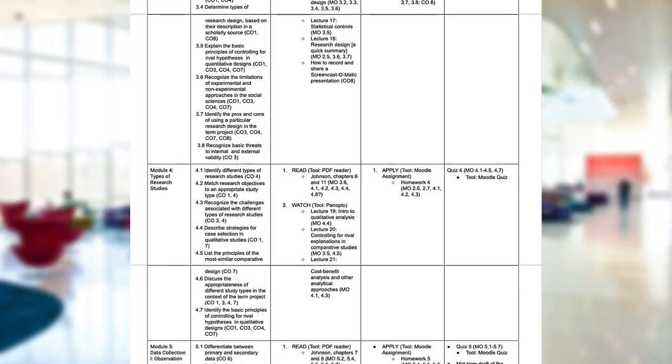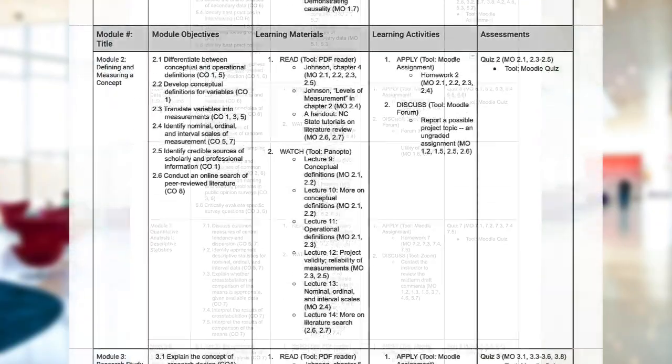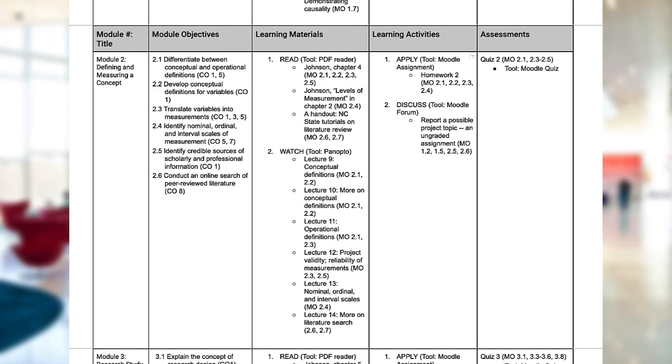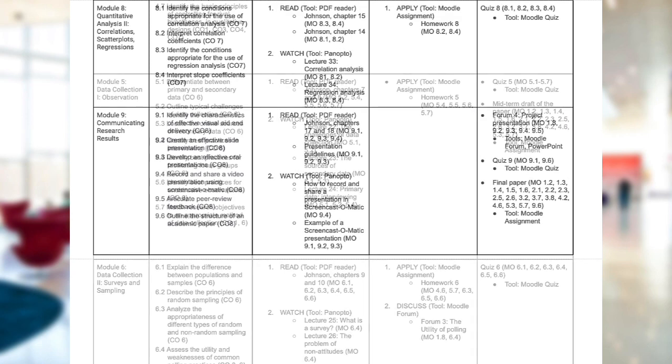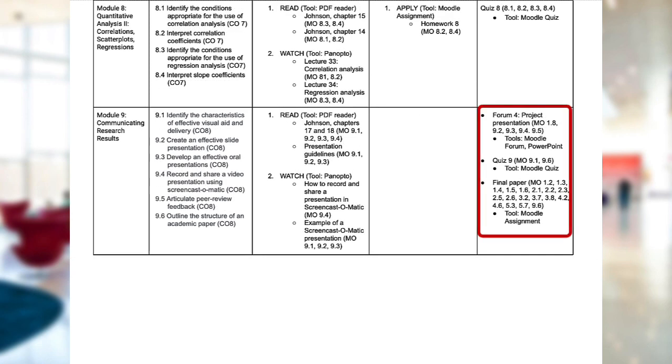A quick scroll shows us that this course is divided into 9 modules, and that the course map is pretty consistent across all modules. Each of the 9 modules in this course has a similar read, watch, apply, quiz structure. Module 5 assessment includes the addition of a midterm draft of a paper, and assessment in the last module includes the final draft of the paper and a project presentation.